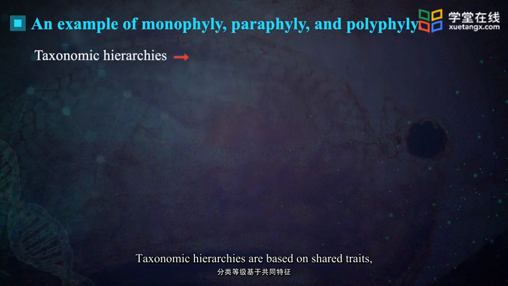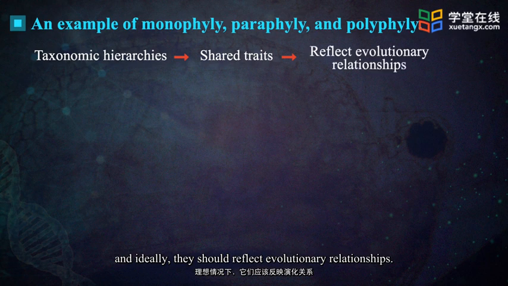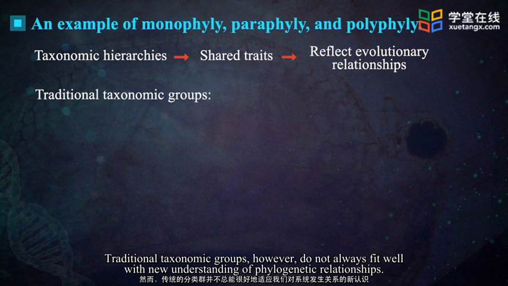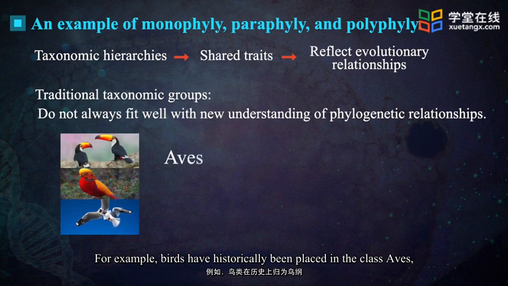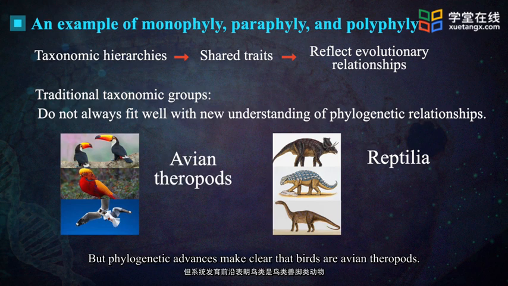Taxonomic hierarchies are based on shared traits, and ideally, they should reflect evolutionary relationships. Traditional taxonomic groups, however, do not always fit well with a new understanding of phylogenetic relationships. For example, birds have historically been placed in the class Aves, and dinosaurs have been considered part of the class Reptilia. But phylogenetic advances make clear that birds are avian theropods.